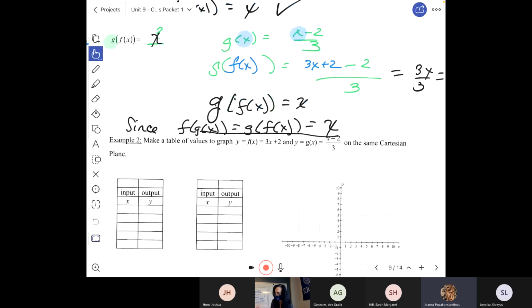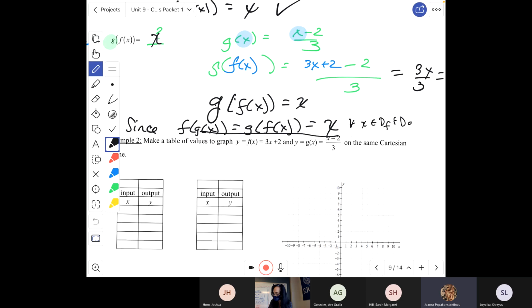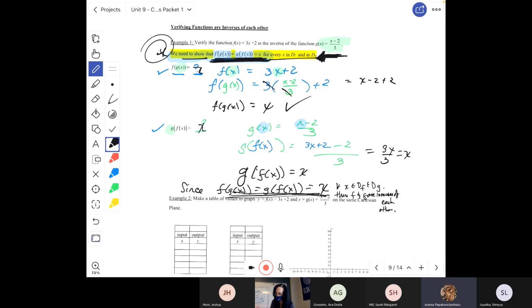Since f of g of x equals g of f of x equals x, I know they're inverses. If you want to be specific, for all x's in the domain of f and the domain of g, then f and g are inverses of each other. Does that help, Jonathan? Okay. But we only have to say f of g of x equals g of f of x. Yeah. Okay. But you must state this. You are going to lose a lot of points if you don't state that.